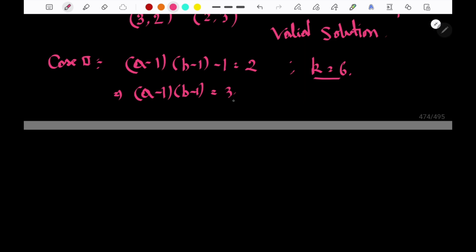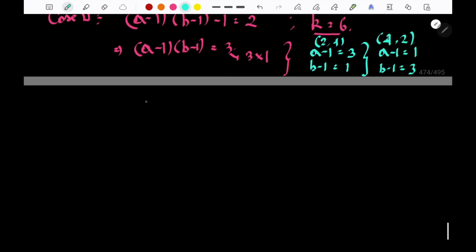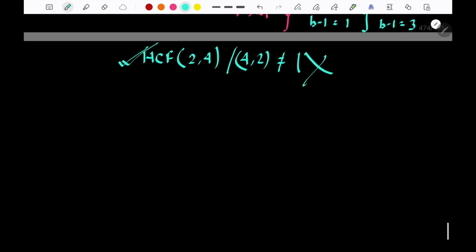Again, 3 can be factorized as 3 into 1. So, there will be two possible cases. What are the possible cases? a minus 1 is equal to 3, b minus 1 is equal to 1. Again, a minus 1 is equal to 1, b minus 1 is equal to 3. So, this gives the cases as 2 comma 4 and 4 comma 2. But there is a problem. HCF of 2 comma 4 or 4 comma 2 is not equal to 1. Why? It is equal to 2.